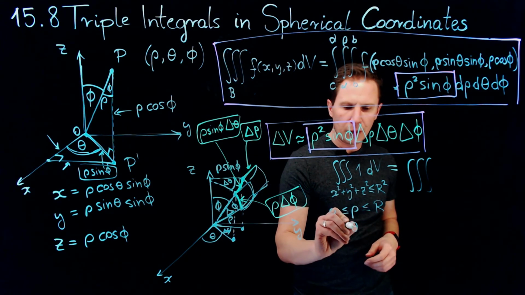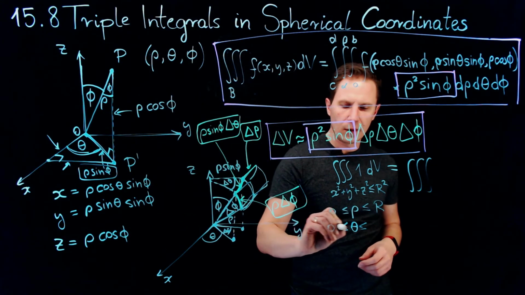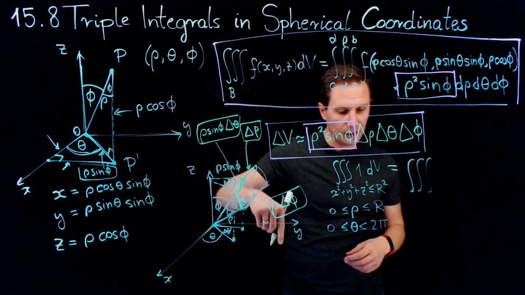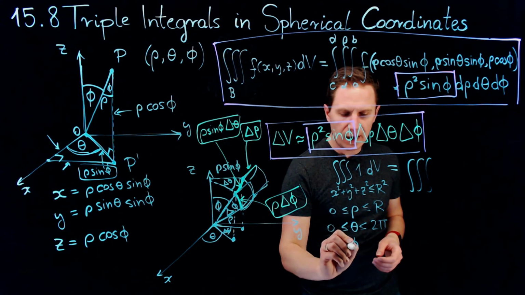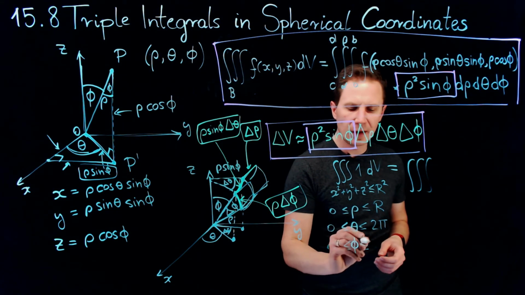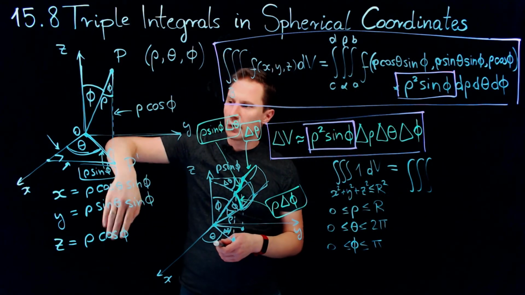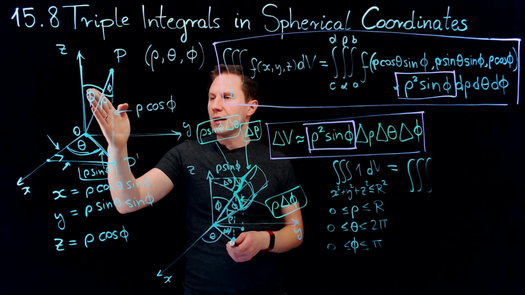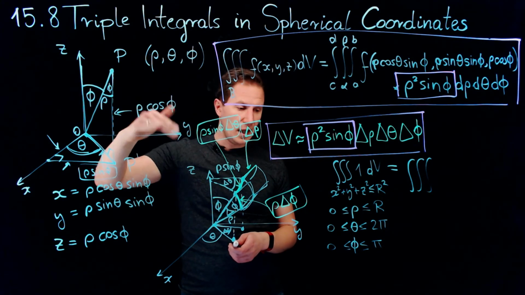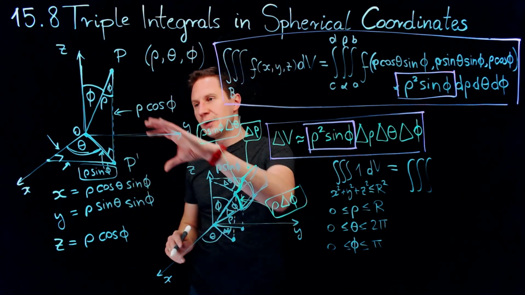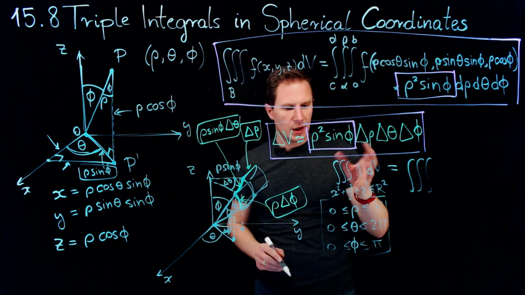Theta, the polar angle, can change between 0 and 2 pi, so it takes all values, rotating around as we go around the ball. And finally, phi can take any values between 0 and pi as we go from the north pole of the ball down to the south pole of the ball. Phi will take every angle that it can take, so between 0 and pi radians, 0 and 180 degrees. So these are the boundaries for our variables.